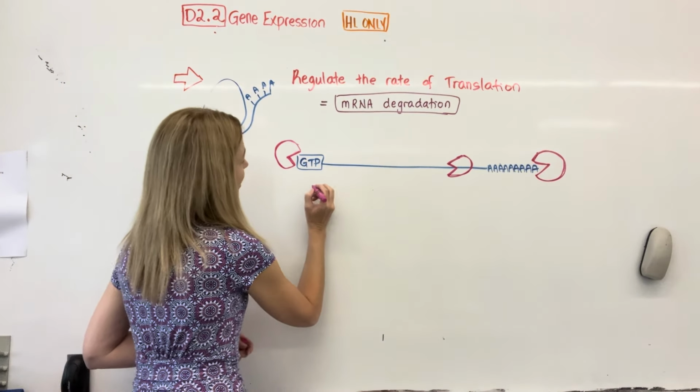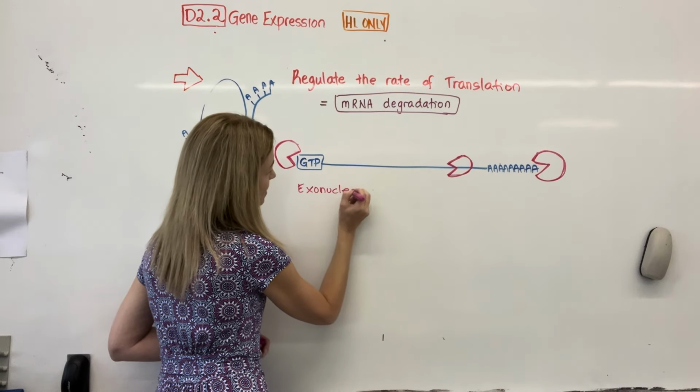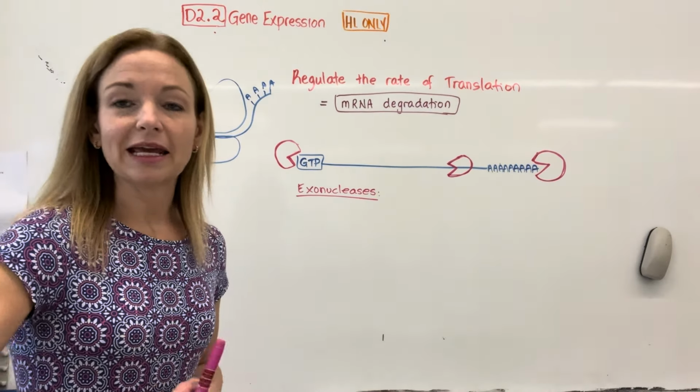So those are exonucleases. Exonucleases are enzymes that degrade mRNA in the cytoplasm.